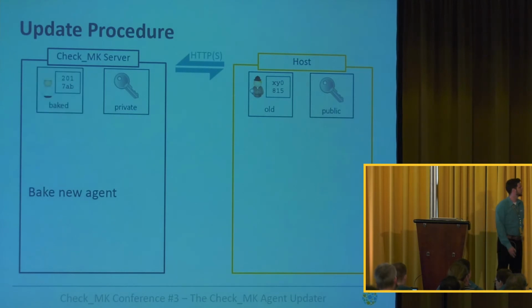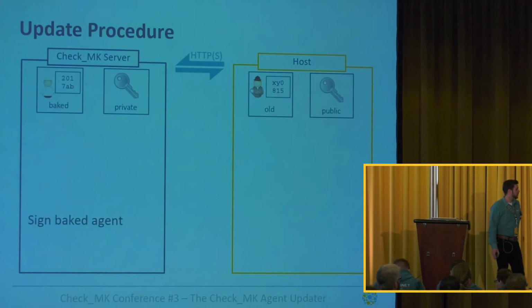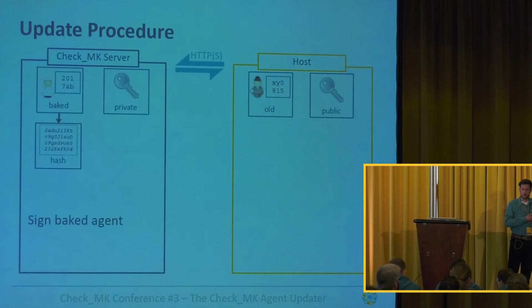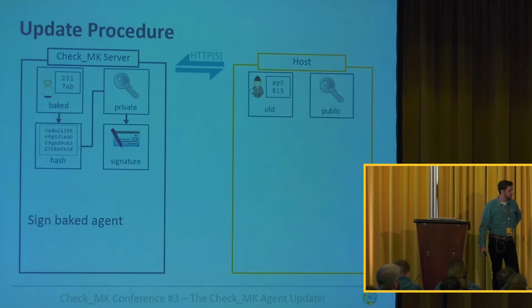So we're going to bake a new agent on the checkmk server. So there's a new configuration hash versus the old one that's on the host. And we're going to sign it. That means we are creating a hash from the agent, not a configuration hash, but just a hash value from the binary package from the baked agent. And that is then encrypted with our private key, and we then get a signature.